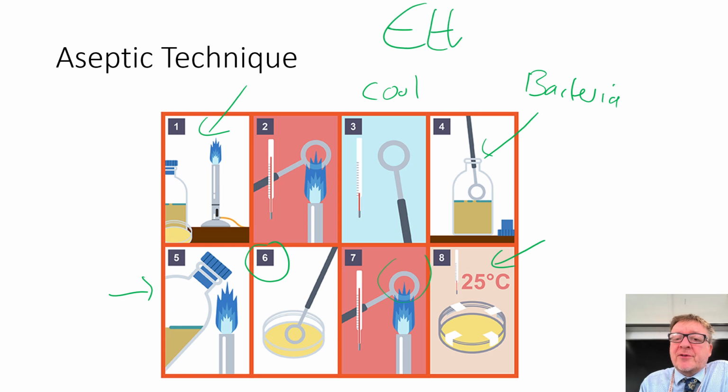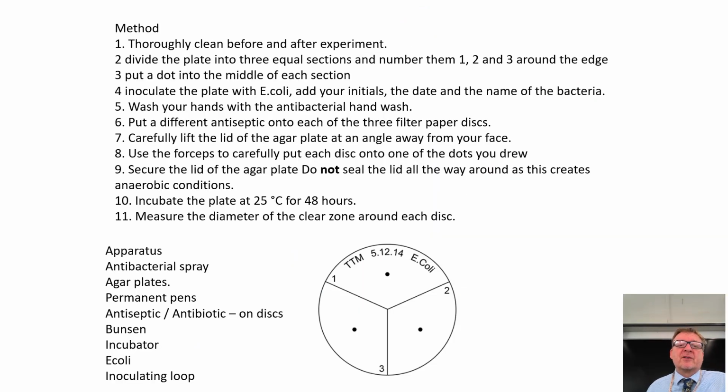You can also use ethanol, because ethanol will also sterilize things. So what I'll tend to do is proper aseptic technique. I'll heat it up in a Bunsen burner and I'll use ethanol to make sure that it is as sterile as possible.